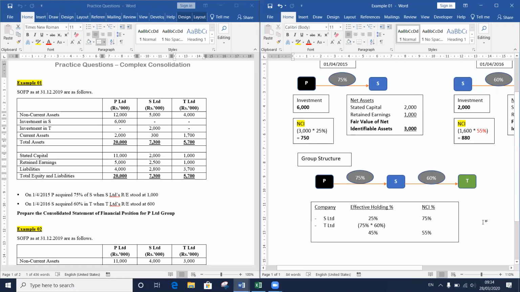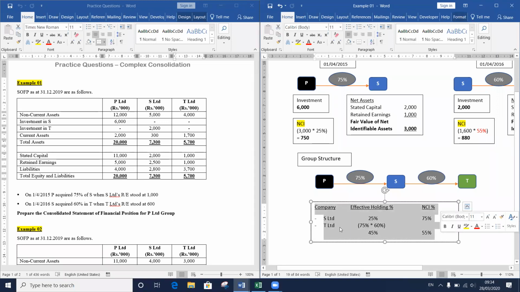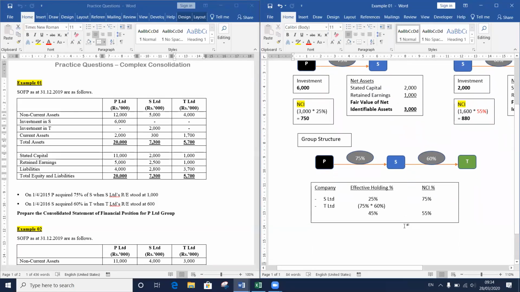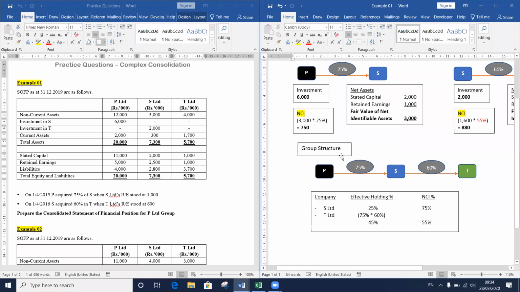Right? So, S is a subsidiary, T is a subsidiary. And this is another crucial thing. We need to prepare this summary as well. Right? Effective holding percentage and NCI percentage. If we take this transaction, P has acquired 75% of S. Remember, we are keeping accounts, or we prepare consolidated financial statements, assuming we are P.